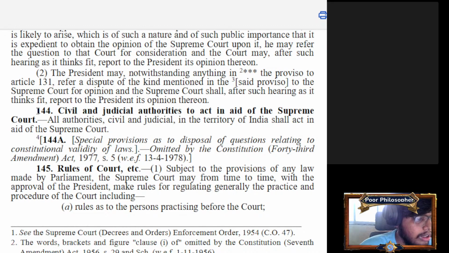Article 144. Civil and judicial authorities to act in aid of the Supreme Court. All authorities, civil and judicial, in the territory of India shall act in aid of the Supreme Court. Okay, so that means, I think the police come under the civil authority, I guess, in India. So even the police can help the Supreme Court.